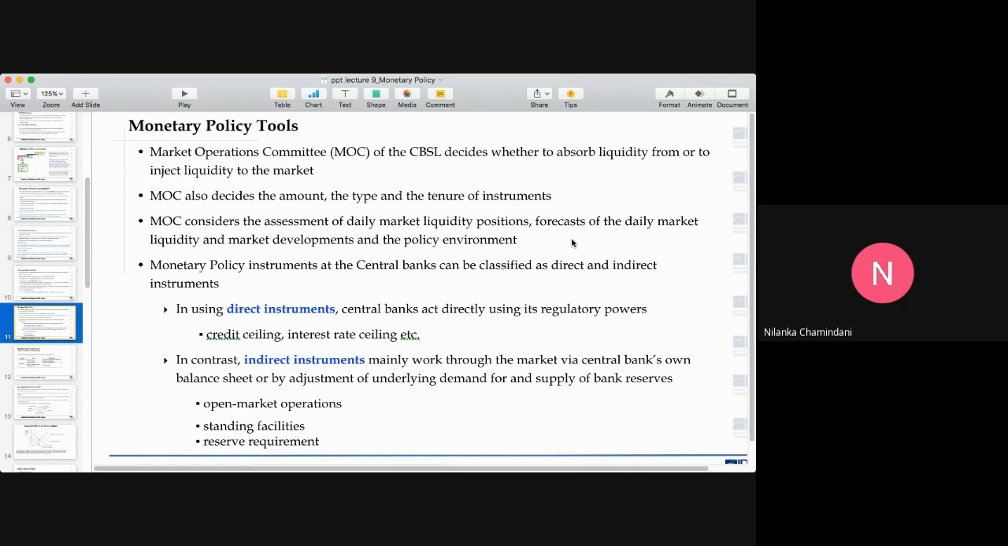It is like that. The monetary policy instruments of the central bank can be classified as direct and indirect instruments. Here we can see the direct instruments. The central bank has the authority and also the regulatory powers to give instructions or guidelines to the commercial banks to impose a credit ceiling, which means this is the amount of credit that you should give, and also an interest rate ceiling. From time to time, the central bank does that.